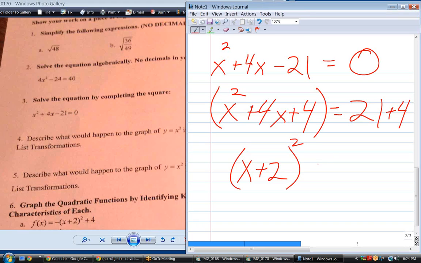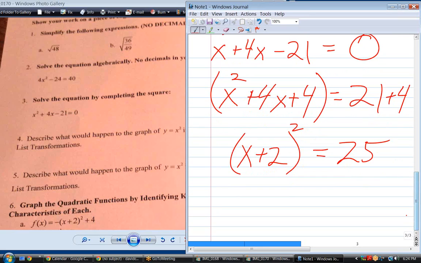And that's the reason we do it, because now we have a situation where I can solve this by taking the square root of both sides. What's the next line if I take the square root of both sides? When you take the square root of the left side, what do you get? You get x plus 2. When you take the square root of the right side, what do you get? 5. No.